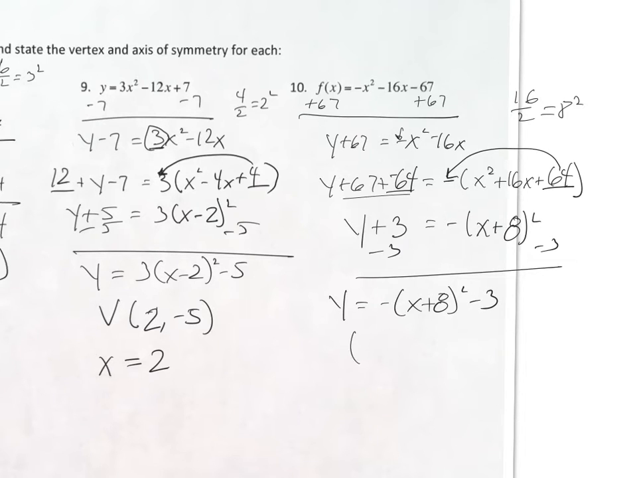The vertex here, we don't care about that negative sign. It does not affect the vertex. It affects that it reflects. So we have opposite, same, negative 8, 3. And of course your axis of symmetry is x equals negative 8.